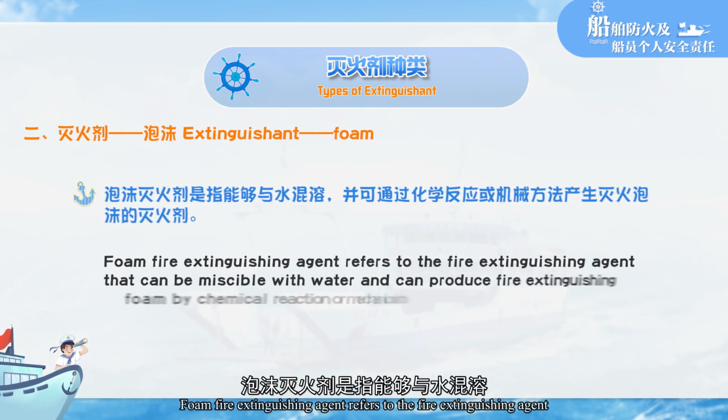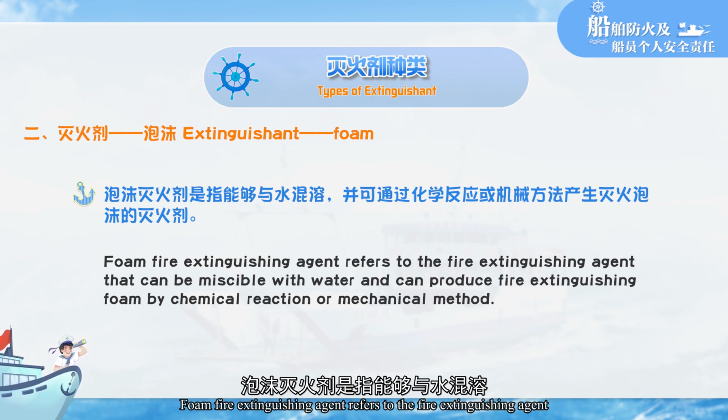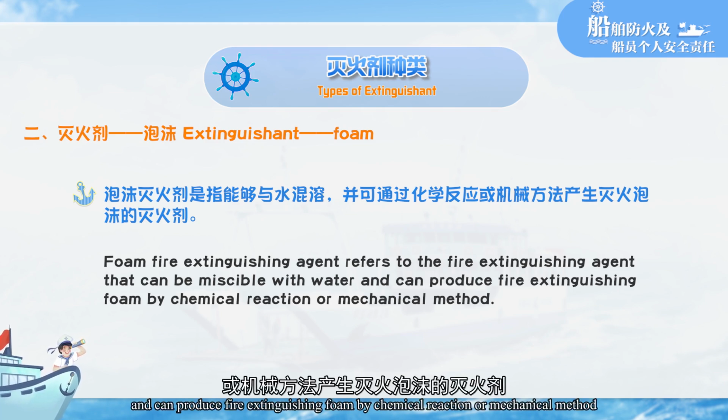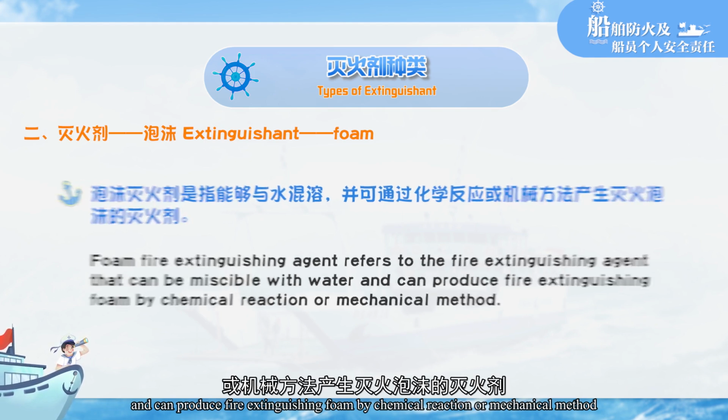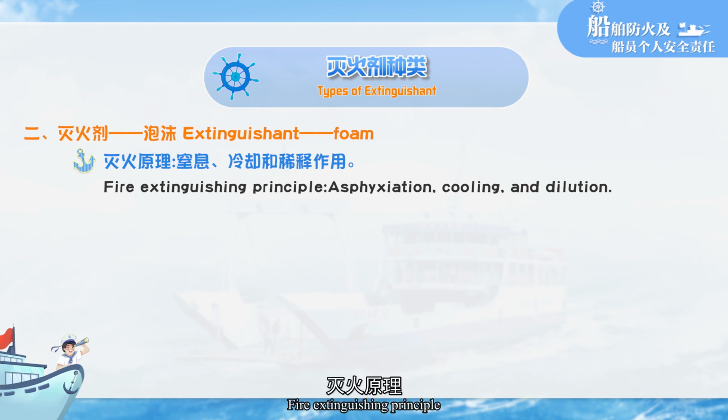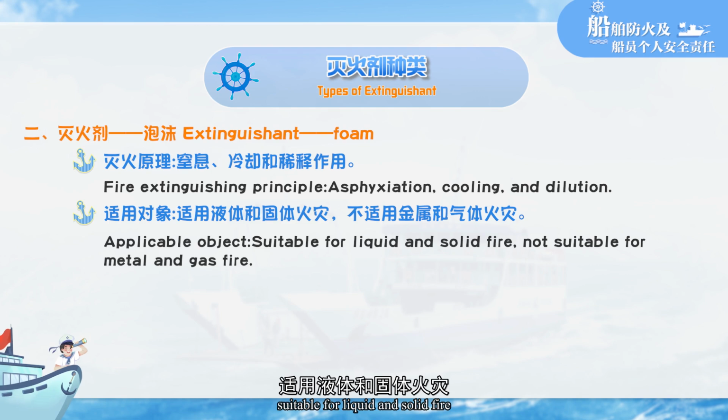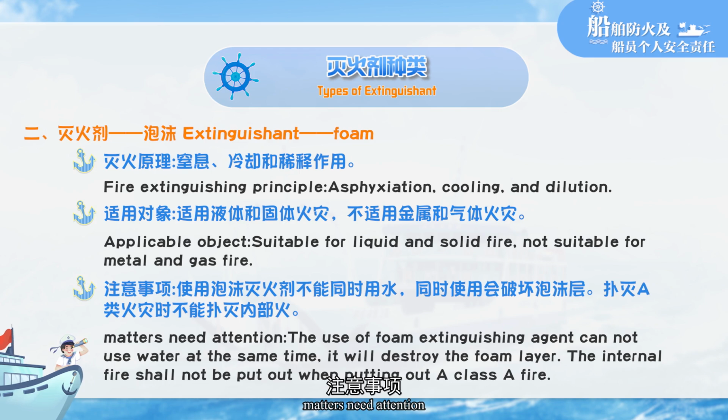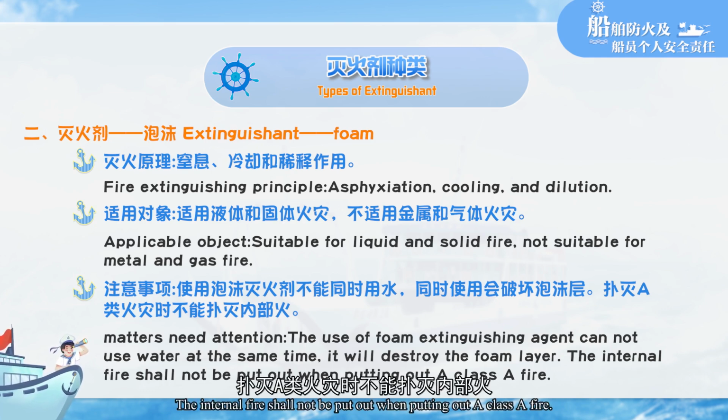Extinguishant: foam. A foam fire extinguishing agent refers to a fire extinguishing agent that can be miscible with water and can produce fire extinguishing foam by chemical reaction or mechanical method. Fire extinguishing principle: dilution, cooling, and smothering. Applicable object: suitable for liquid and solid fires, not suitable for metal and gas fires. Matters needing attention: the use of foam extinguishing agent cannot be combined with water at the same time, as it will destroy the foam layer. Internal fires shall not be put out when putting out a Class A fire.